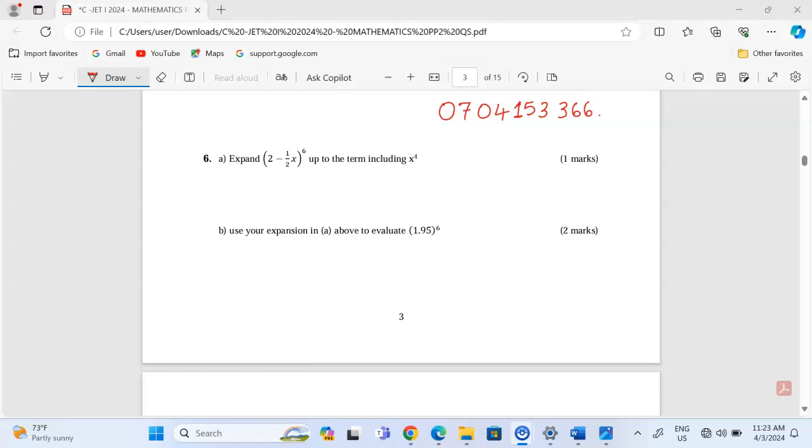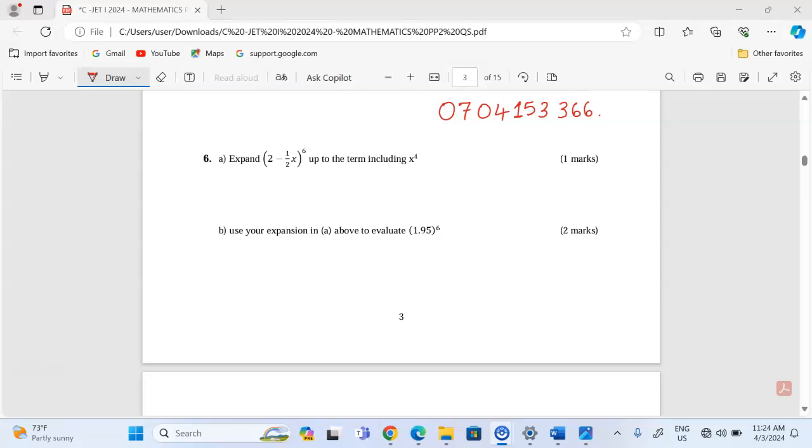We're going to discuss binomial expansions and expressions. Number 6. Expand (2 minus half x) raised to power 6 up to the term including x power 4. That is part A. So we can start by attending to part A.